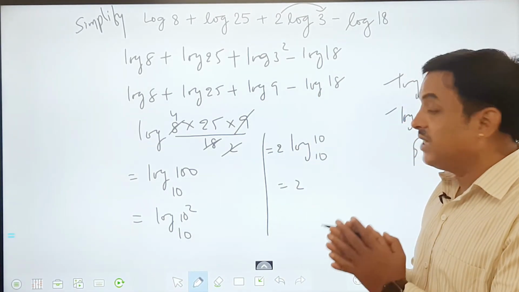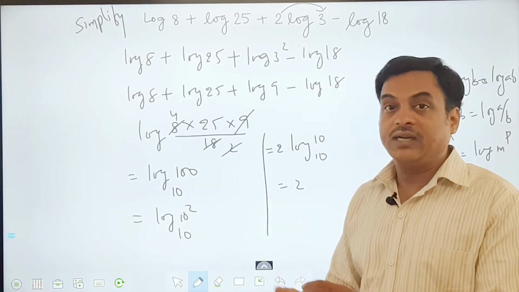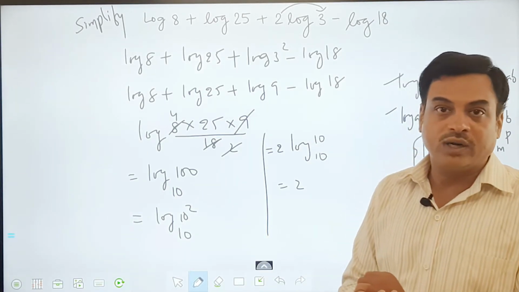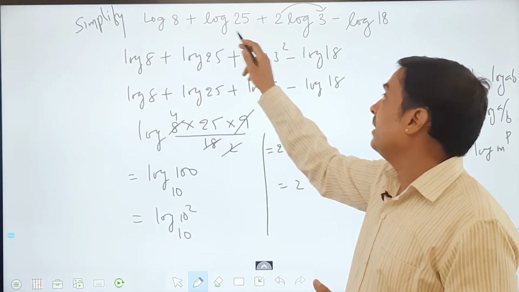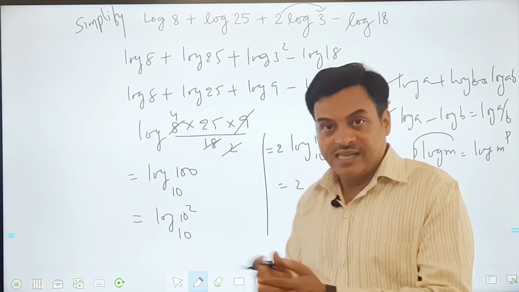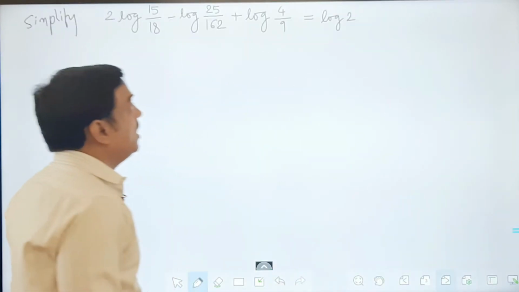And some of the points which I instantly noted: here I have added 10 base 10. You all know that common logarithms are by default base 10, whether it is mentioned or not. The base 10 is always there in logarithms. That we should never forget while doing logarithms.